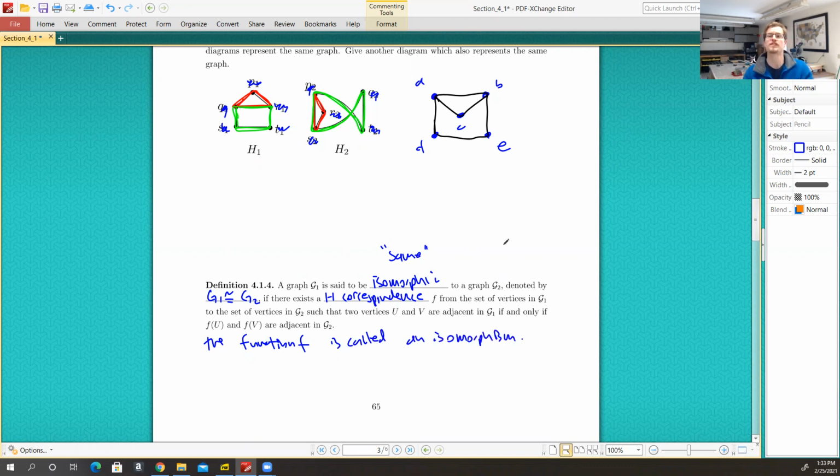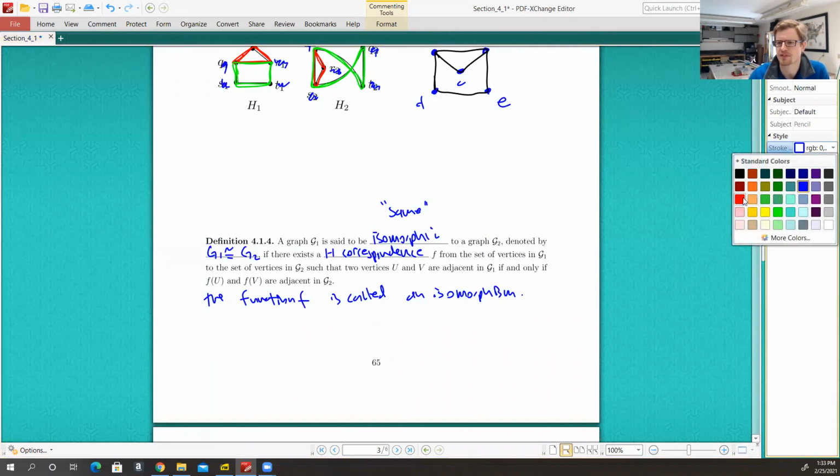So an isomorphism is the function which takes one graph to another and shows that the two graphs are isomorphic. Two graphs are isomorphic, and the idea of them being isomorphic is given by an isomorphism, the function that takes the vertices of one to the other.